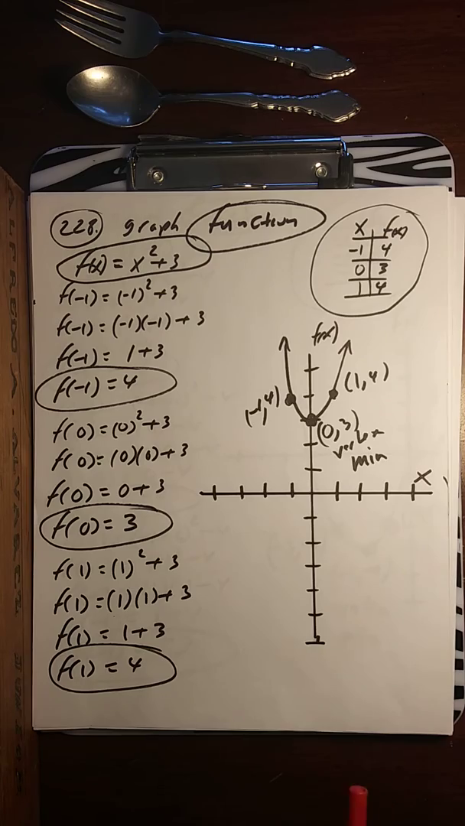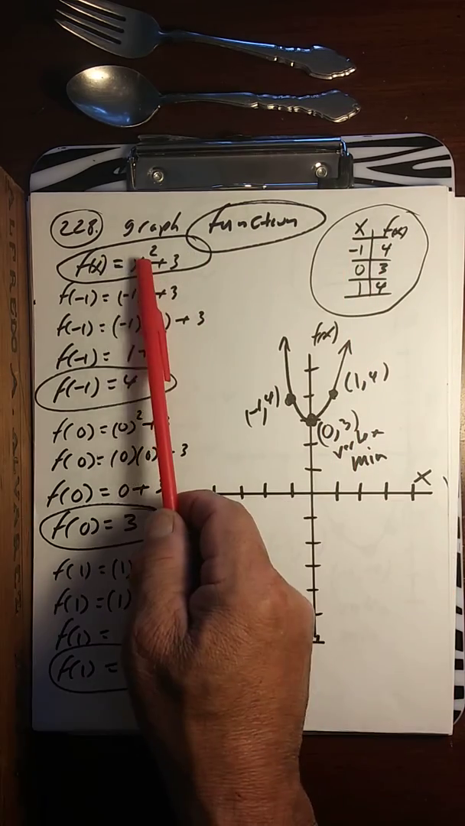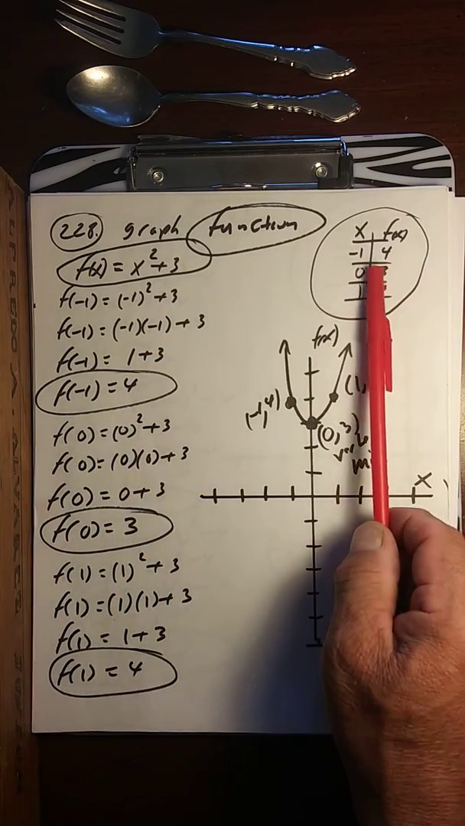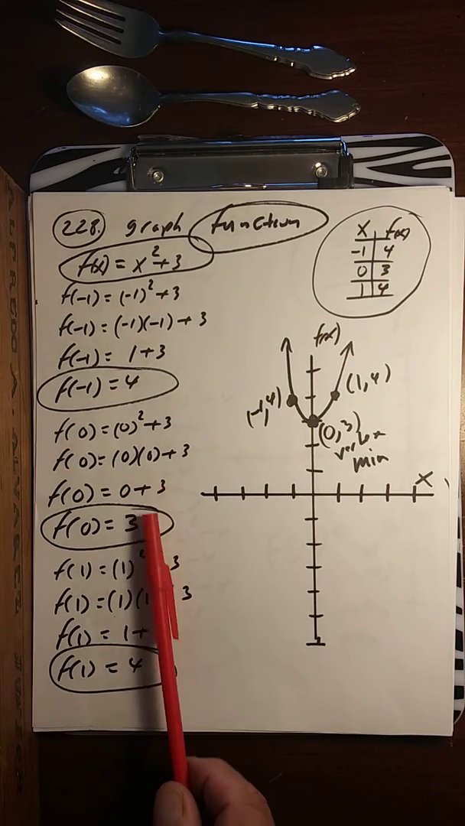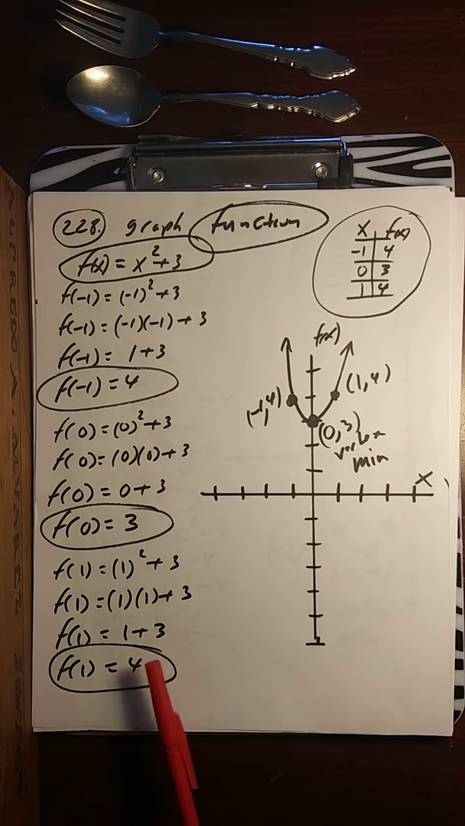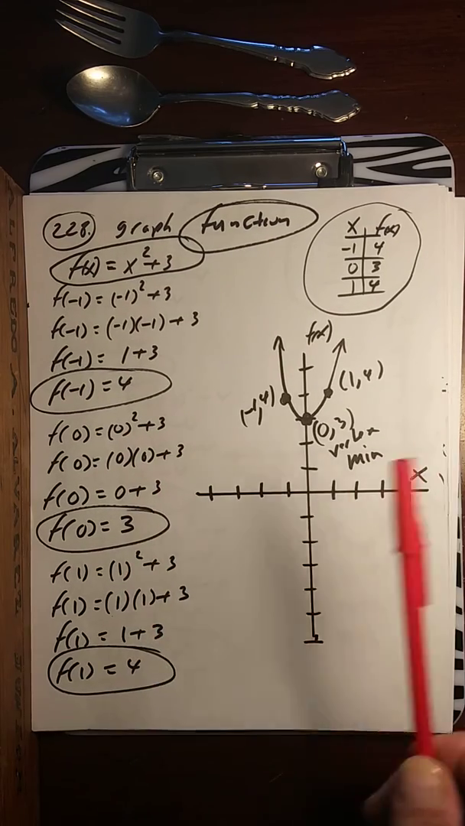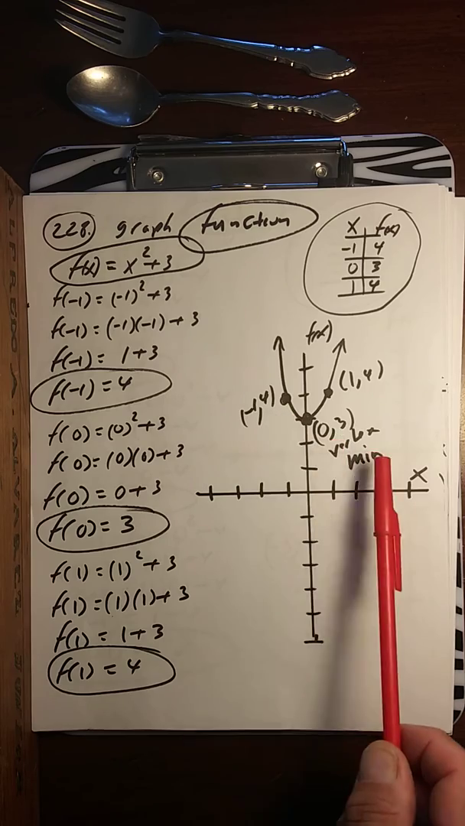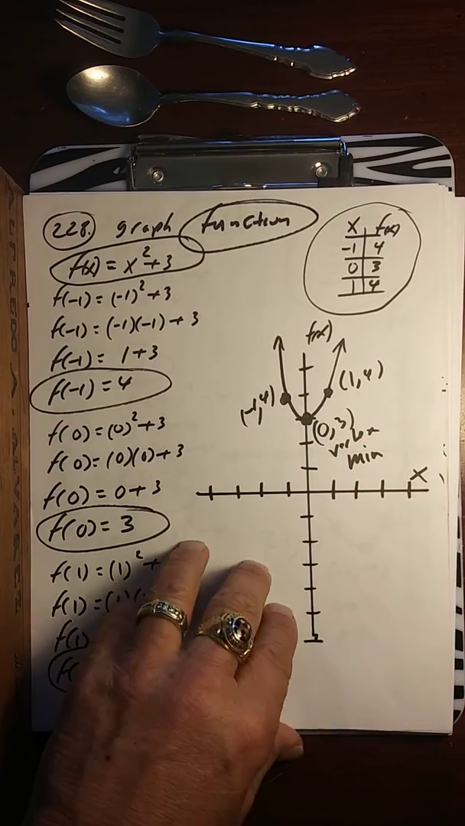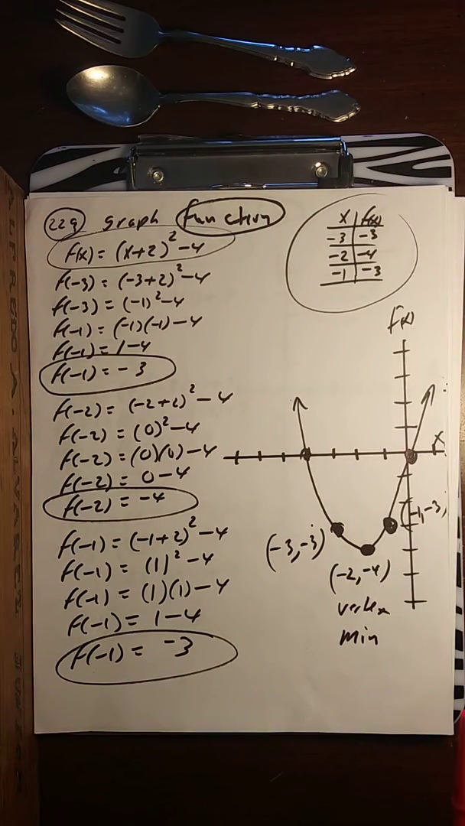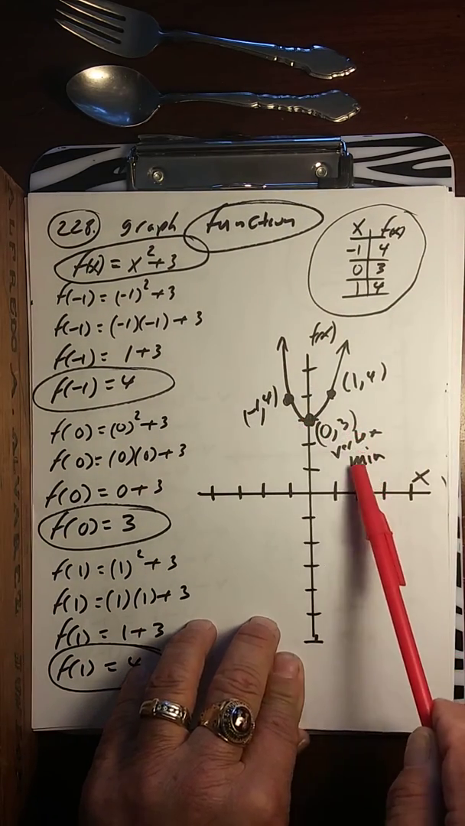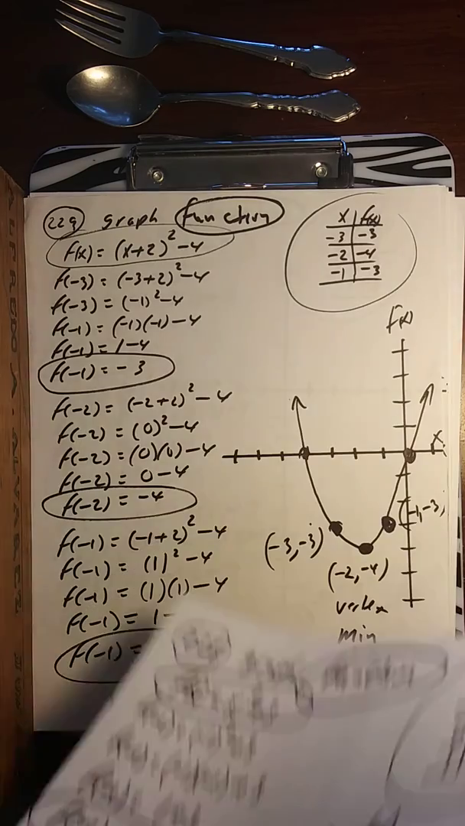Graph. So we're going to put some numbers in there. Put a negative 1 in there. Negative 1 squared is 1. 1 plus 3 is 4. 0. 0 times 0 is 0 plus 3 is 3. And then 1 in there. 1 times 1 is 1 plus 3 is 4. So we have these numbers right here. So we have negative 1 and 4, 0 and 3, and 1 and 4. And we're good right there. And also, another thing, this is the vertex. It's also the min, the low point.